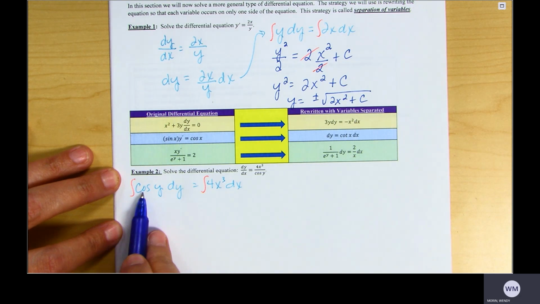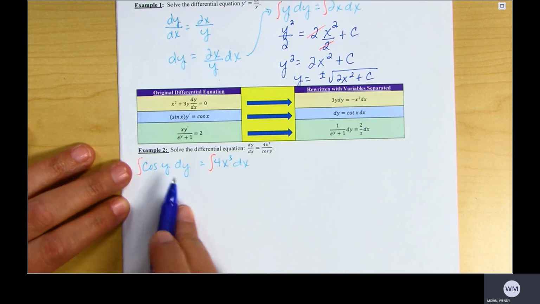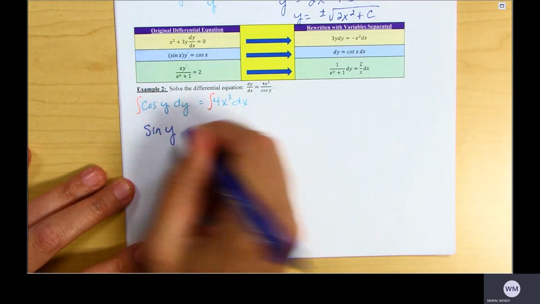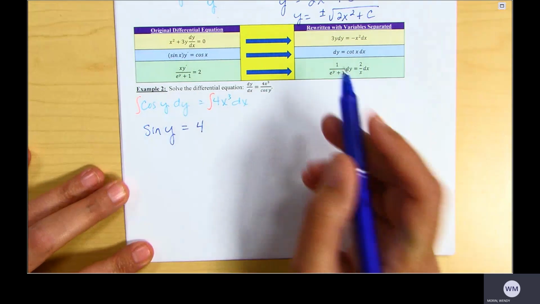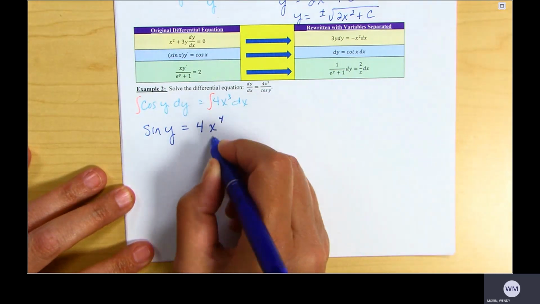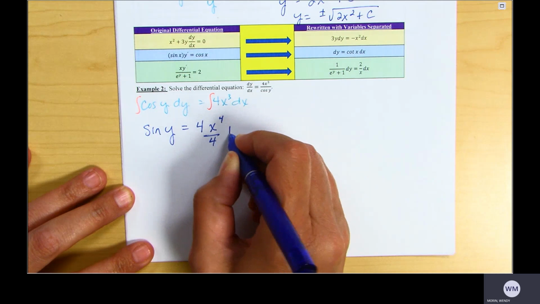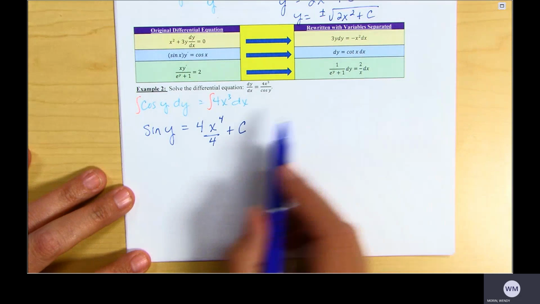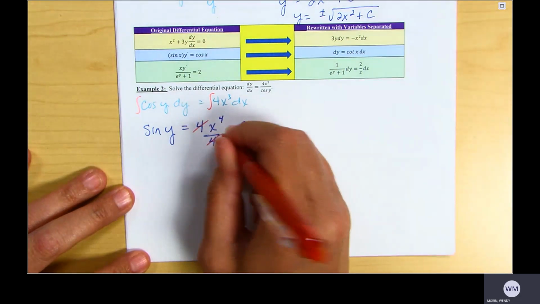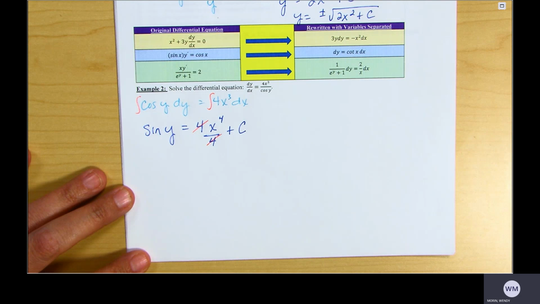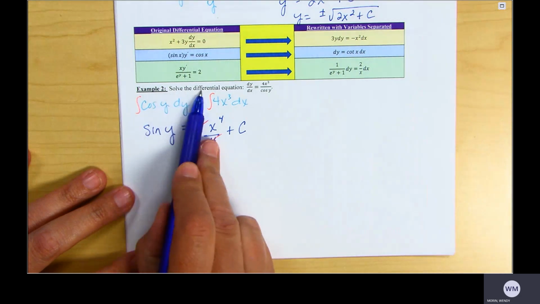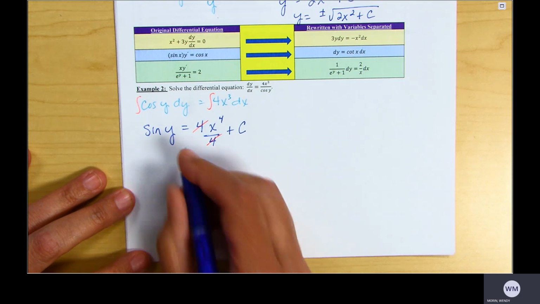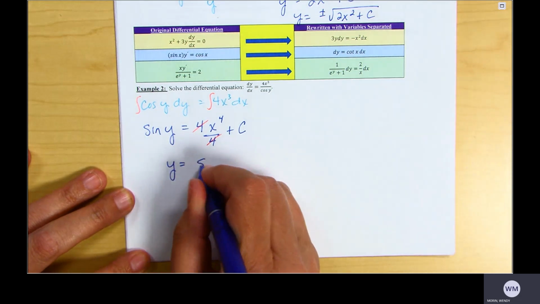What's the antiderivative of cosine y? Antiderivative of cosine is positive sine. Again, we've got our coefficient here. We're going to add to the exponent and divide, and then plus c. Okay, so again, the 4's will cancel, and again, you're trying to solve for y. When it asks you to solve the differential equation, they want you to solve for y. So how do we get rid of sine? Well, that's arc sine.